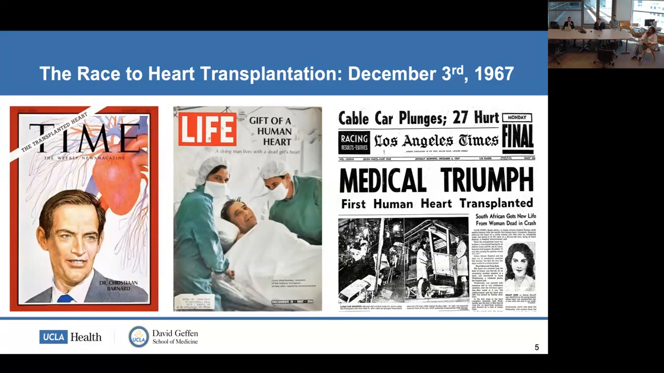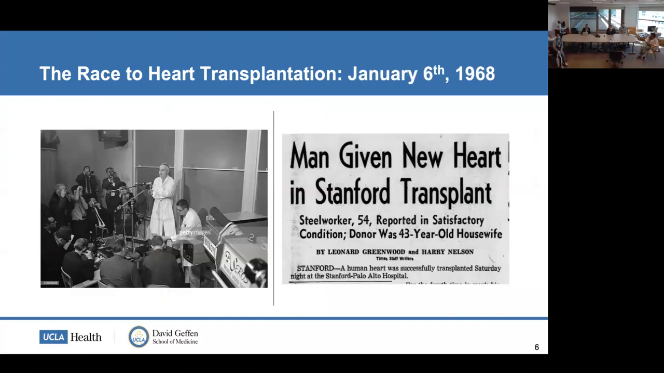You can see he was on the cover of Time magazine. The patient and him and his nurse were on the cover of Life magazine. And it even made the front page of the LA Times here the following day. Just a few weeks later, Norman Shumway at Stanford, who's known as the father of American heart transplant, completed the first one here in the United States at Stanford. And really this was the beginning of the era of heart transplantation.